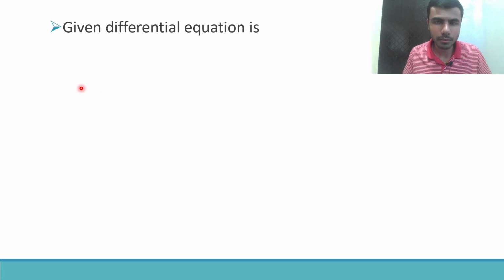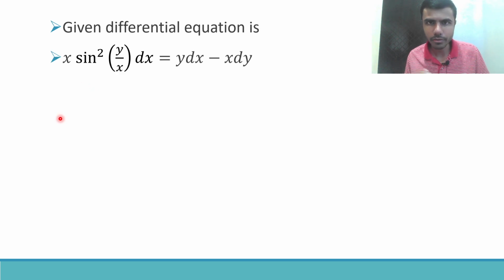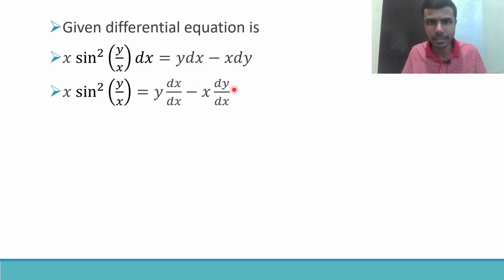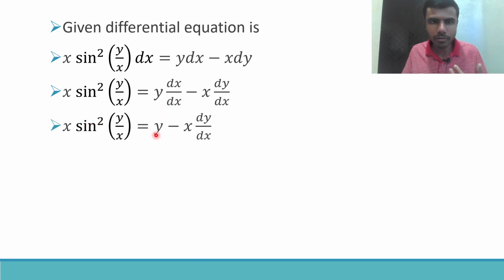It's a pretty simple one, but stay with me. This is what they have given. We need to do some things so that I can convert this to dy by dx is equal to something. Why? Once I get there, I'll tell you why. Now if you see here, there is dx. I'm sending it to the RHS, so this would be y dx by dx minus x dy by dx. Dx cancel. This is what I'd get: x sine square y by x is equal to y minus x dy by dx. So I got dy by dx here.